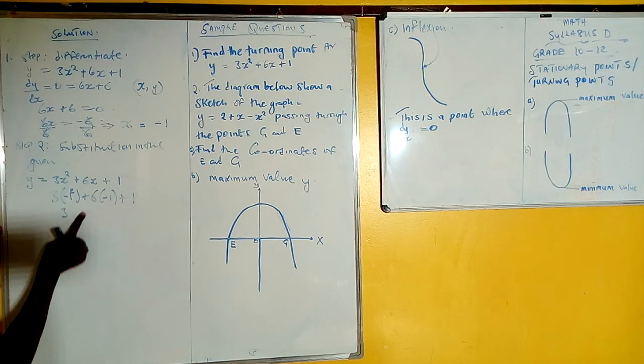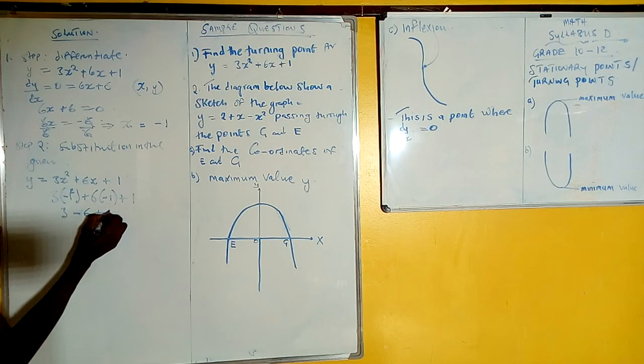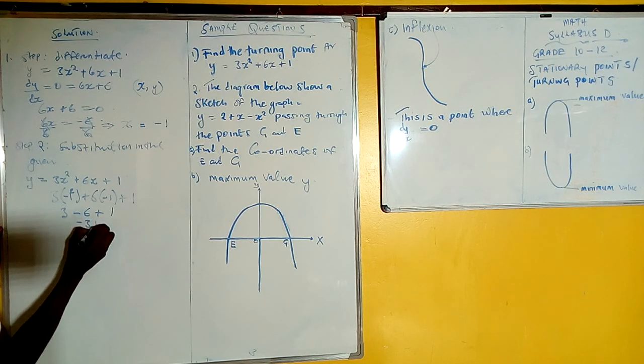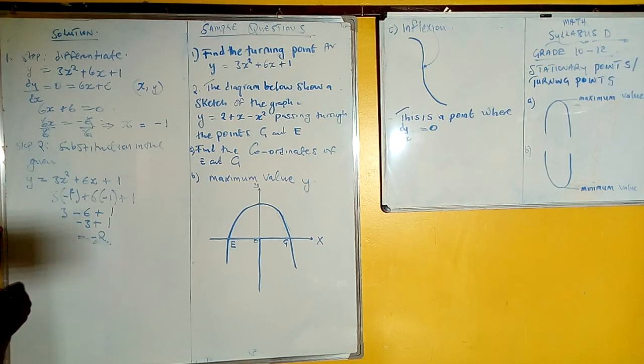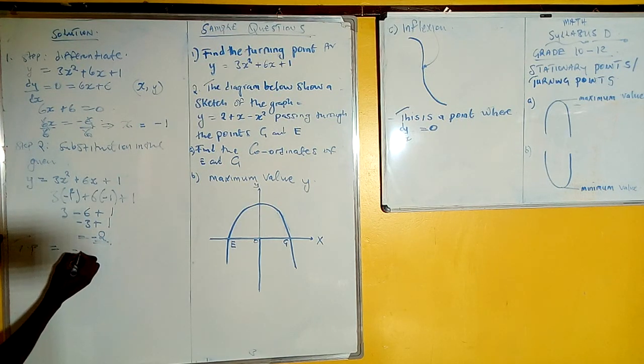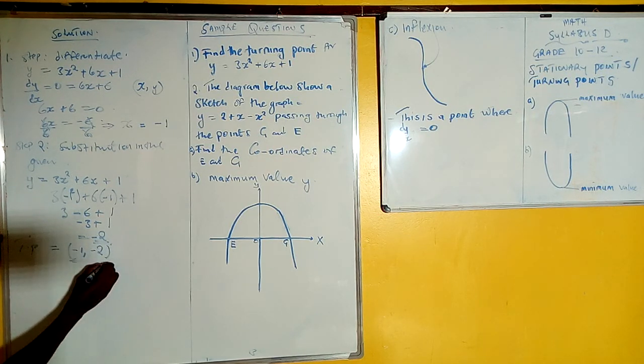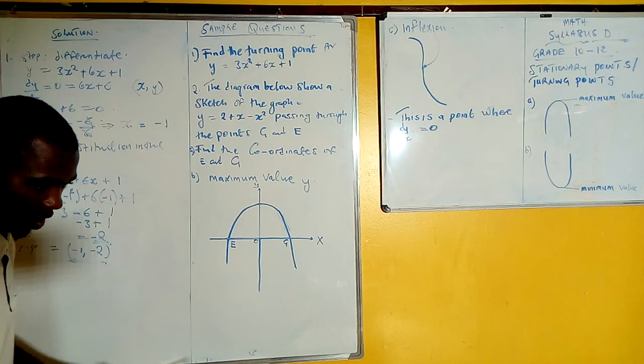So this plus, now before you write plus, there is plus and negative giving us negative 6 plus 1. So 3 minus 6 is definitely negative 3, plus 1 here, our answer will actually be equal to negative 2. So having found this one, we can now find our turning point, or the stationary point, to be equal to, since the x is negative 1, negative 1 comma negative 2. And we have found our turning point.